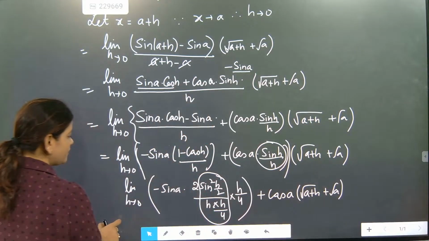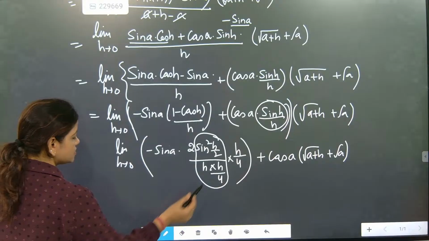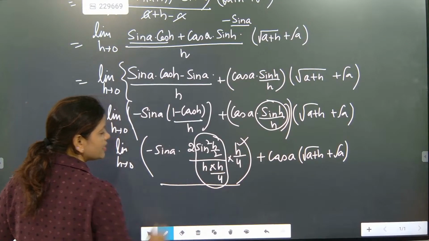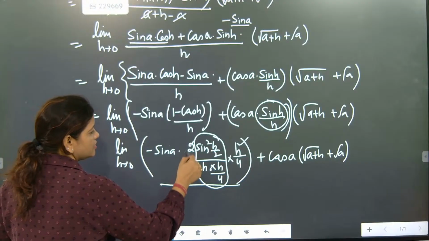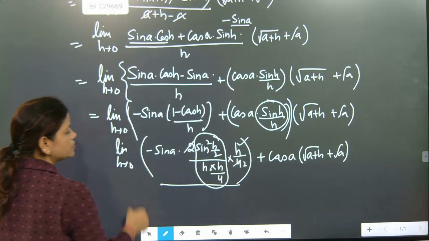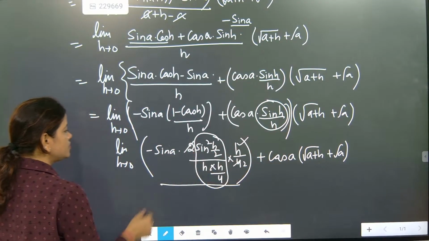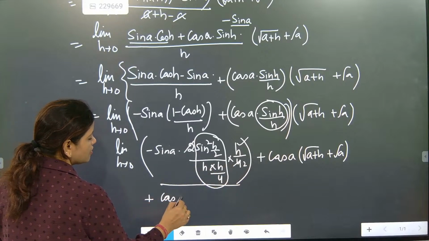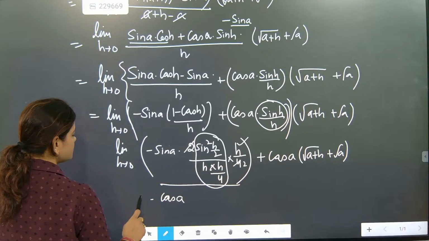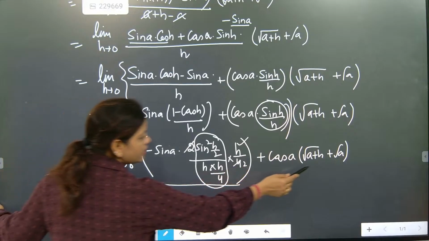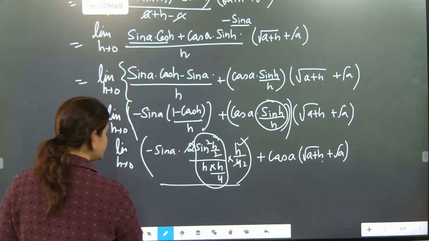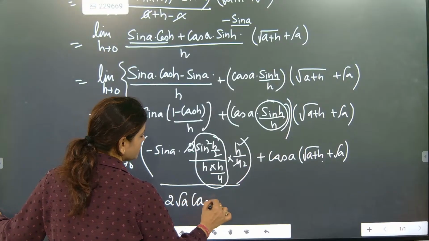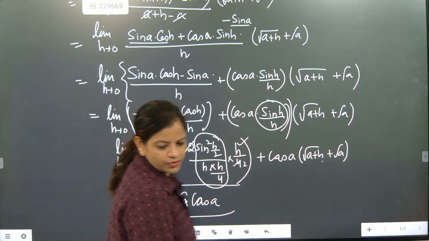Now finally we have to take a decision. The moment this h becomes 0, this entire section will become 0 because this will become 1. You cancel, it means h by 2 into sin a. But since h will become 0, the entire section will become 0. Then what is left is cos a, and final answer will become 2 root a cos a. That's it. 2 root a cos a.